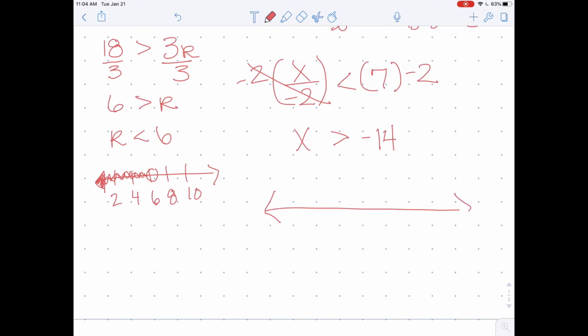So, if we're going to throw this on a number line really quick, let's make this 0, negative 4, negative 8, negative 12, here's negative 14. We're going to circle it. It's not equal to, so we don't color it in. X is greater than, so we need everything to the right. You can check because greater than matches the arrow over here. And we color it all in.